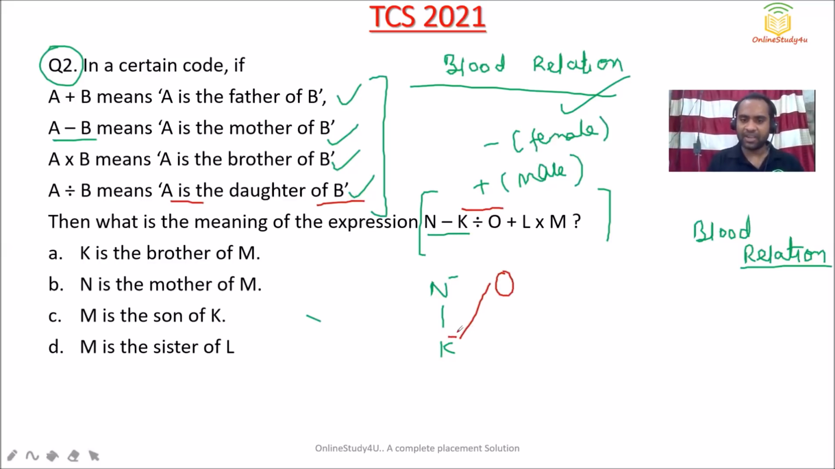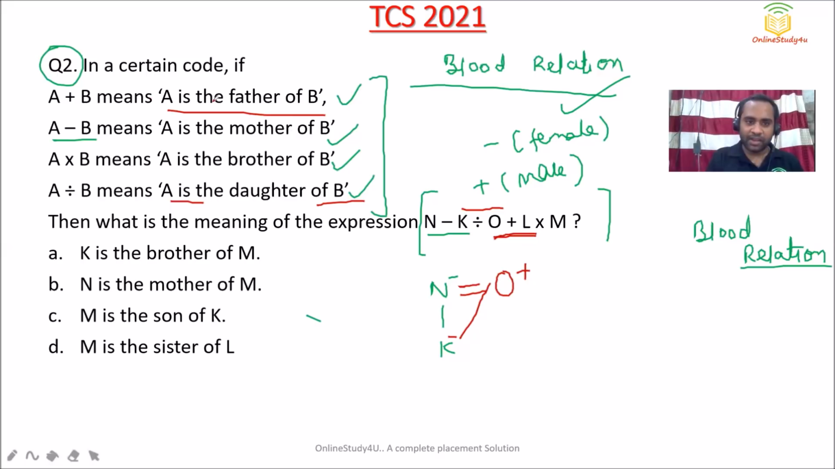So it is very much clear that if N is female, then O will be male, and they will be husband and wife, and that is the reason their daughter is K. See, for K, N is the mother and O will definitely be the father, because O will be married to N, and N is female, so O will be male. Okay, so this is done. Now, O plus L.